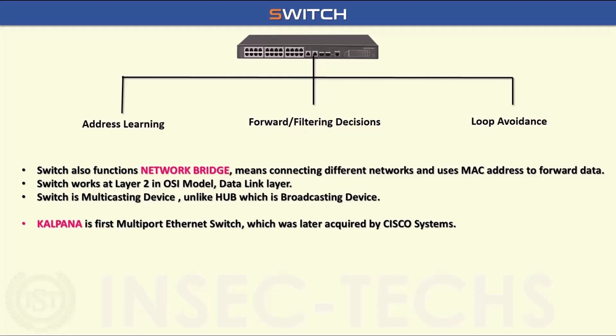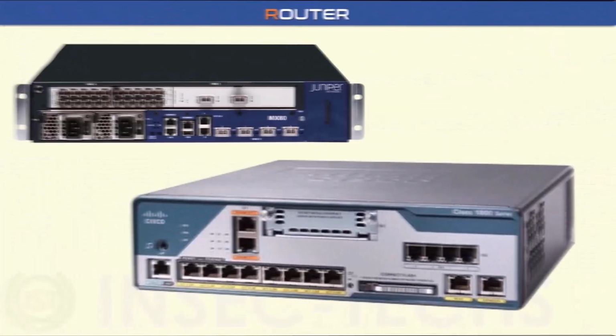And as discussed, hubs work at layer 1, that is the physical layer of the OSI model. Switches work at layer 2, that is the data link layer in the OSI model. And next we have routers. Routers work at layer 3 in the OSI model. So what is a router?